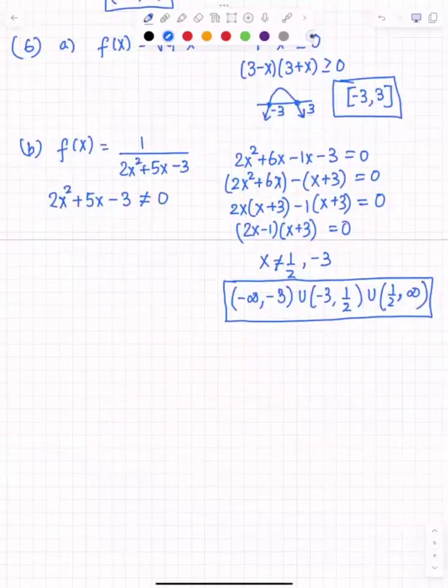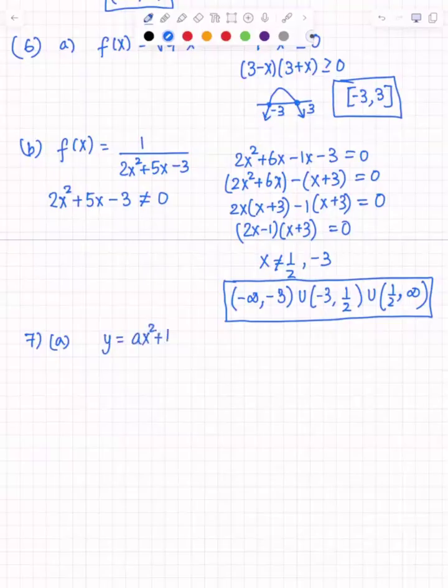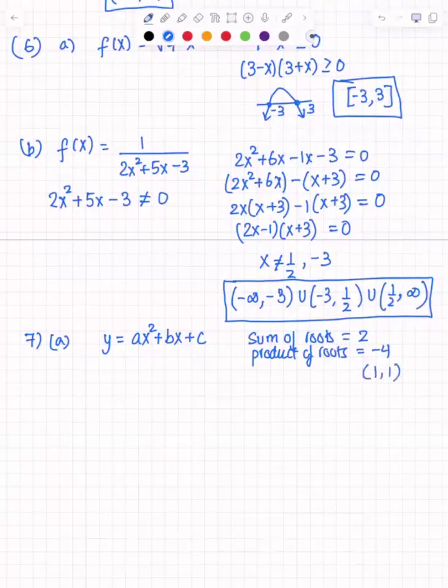Number 7. A. Find a quadratic function of the form y equals ax squared plus bx plus c where the sum of roots is 2 and the product of roots is -4, and it passes through the point 1, 1.